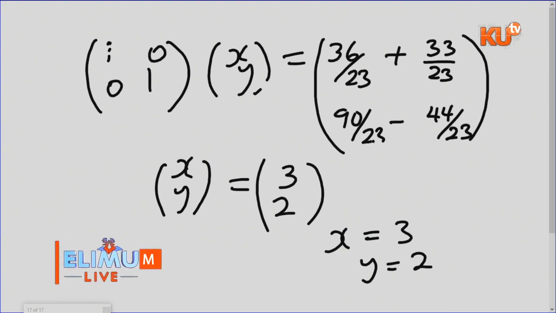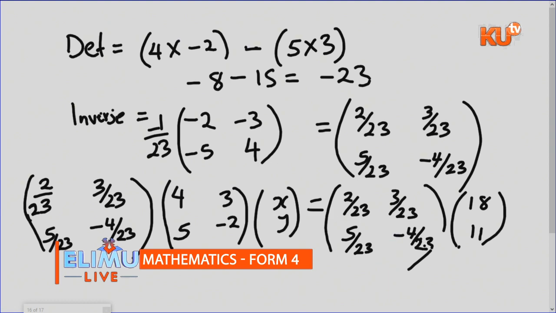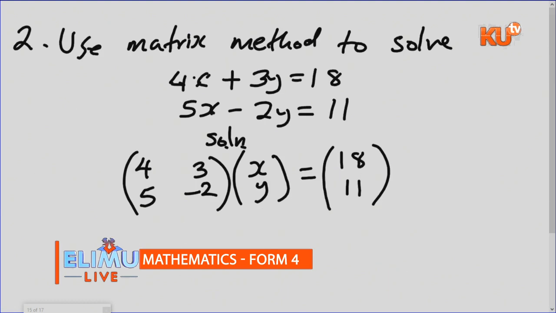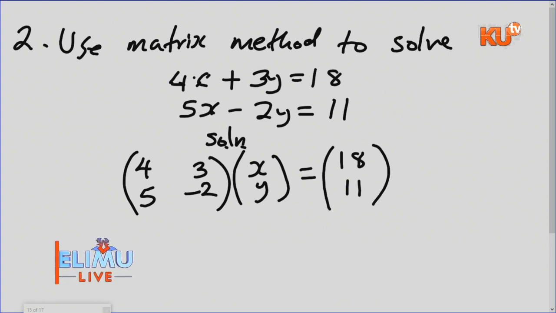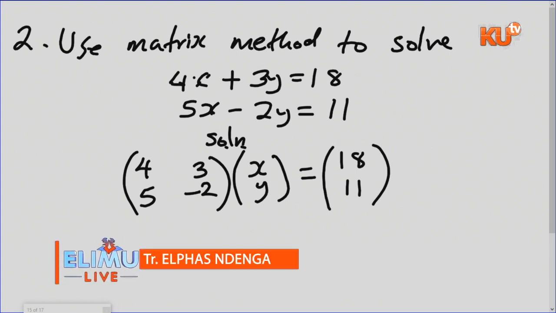So for those who have not been able to follow, this is where we started. You can cross-check. We had this as the question: 4x plus 3y is equal to 18, 5x minus 2y is equal to 11. We obtained the matrix equation by simply separating the coefficients of x and y to form a 2 by 2 matrix. So we got 4, 3, 5, negative 2, and then the components x and y being equal to 18 over 11.